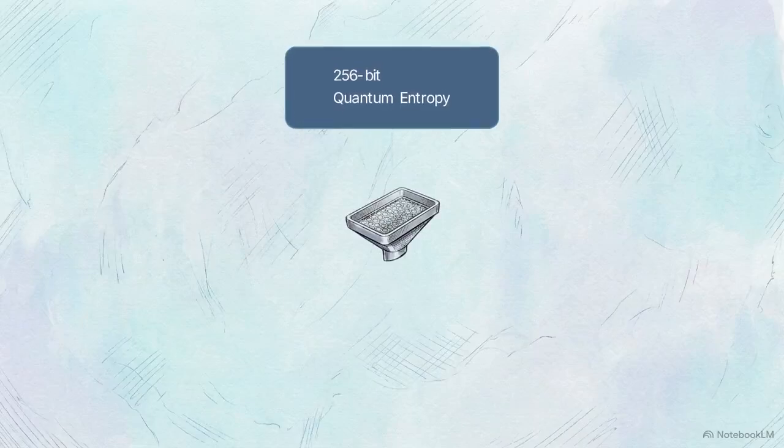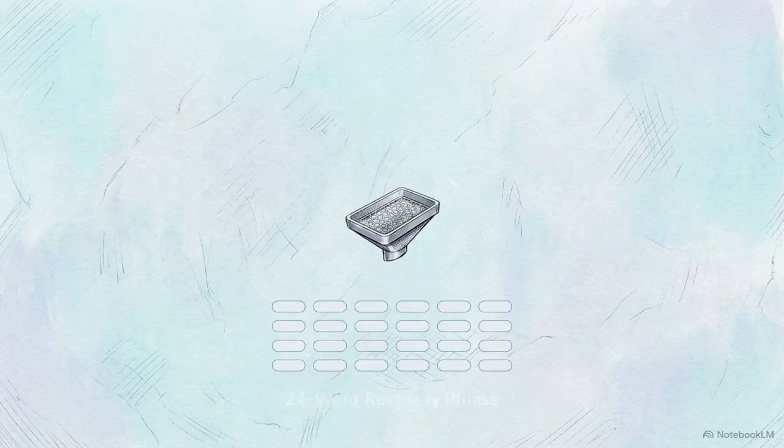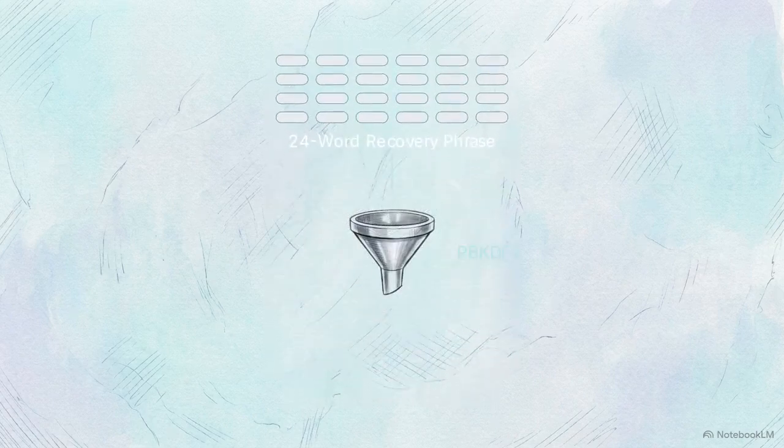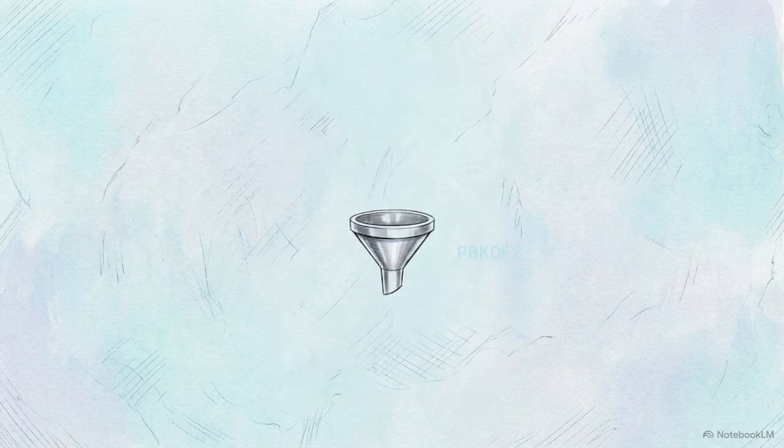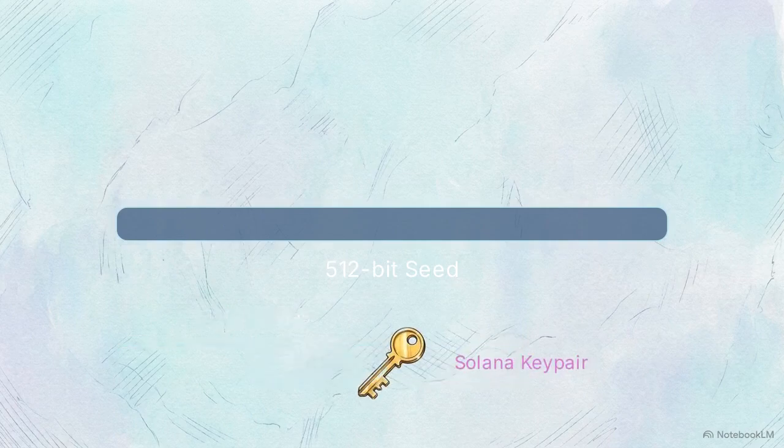The 256-bit block passes through a BIP39 algorithm, outputting a 24-word recovery phrase. This phrase is fed into a PBKDF2 key derivation function, expanding into a 512-bit seed. The architecture then partitions exactly the first 32 bytes to become the final Solana key pair.